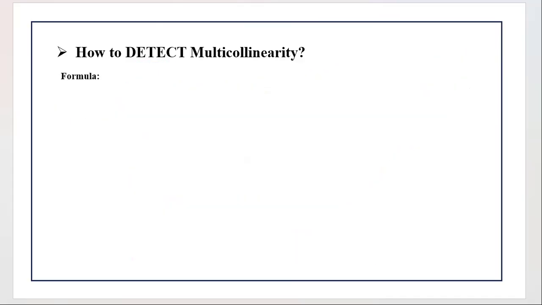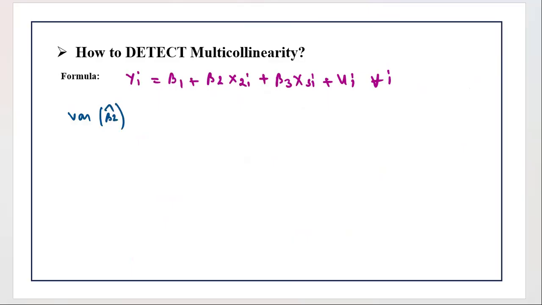Now let me give you the formula. If your model looks something like this, yi is beta 1 plus beta 2 x2i plus beta 3 x3i plus ui. Suppose this is your model for all i. Now, what will be the variance of beta 2 cap? If you remember, I have mentioned this formula while talking about the consequences also. I am not deriving it. I will be deriving it in the next video, as I have told you.